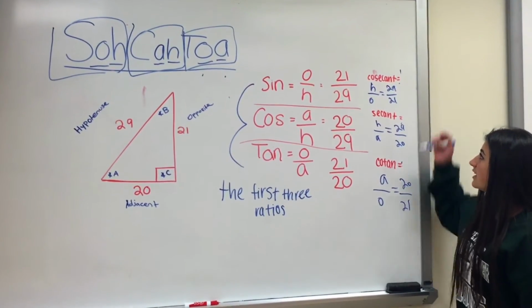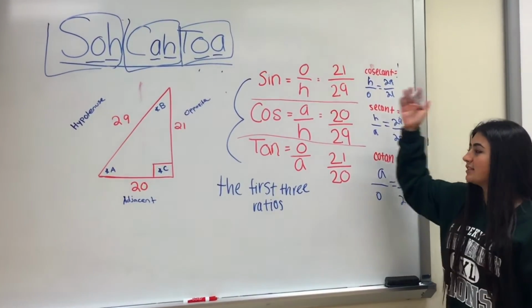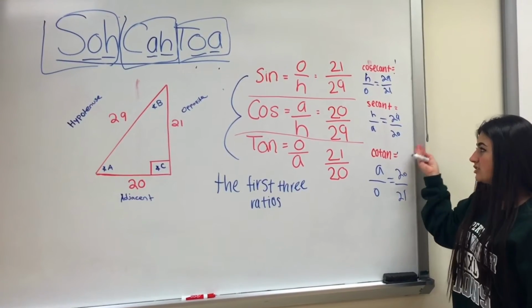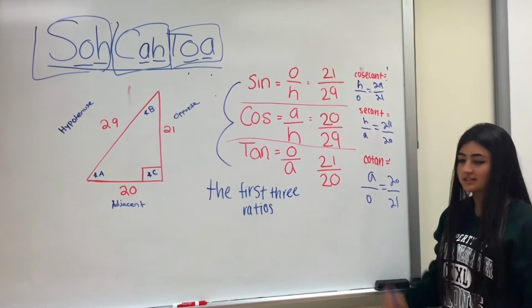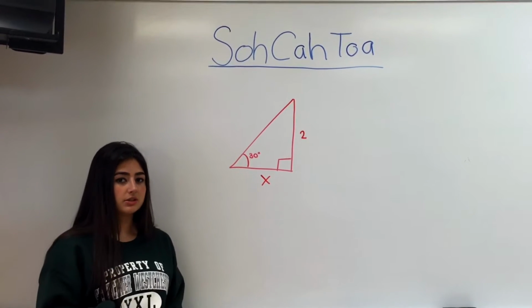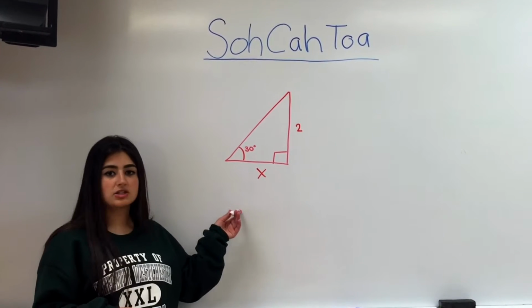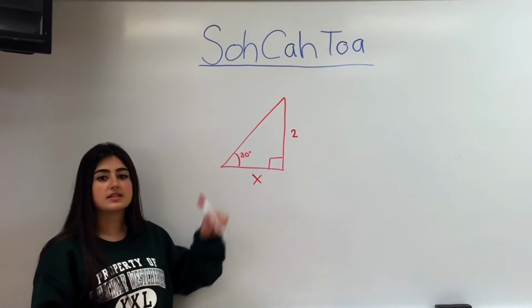As you can see, cosecant is just the reciprocal of sine. Secant is just the reciprocal of cosine, and cotangent is just the reciprocal of tangent. Now that we know the basics of Sohcahtoa, we're going to learn how to find the tangent of angle 30 without knowing all the sides.